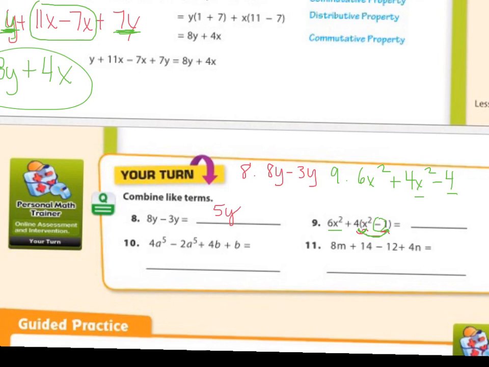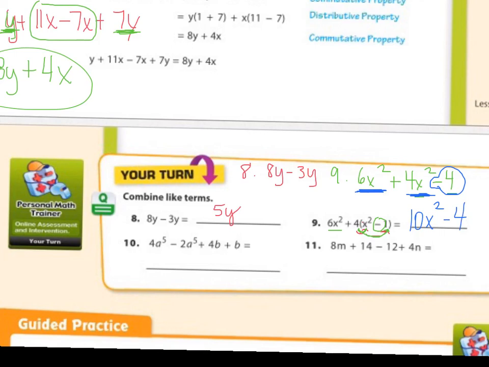Now we can see what terms are alike. Here's x squared, and here's an x squared. You have 6 x squares here and 4 x squares here. How many is that altogether? 10 x squared. And then this right here is all by itself, so you just write minus 4. There was nothing to put together with that one.